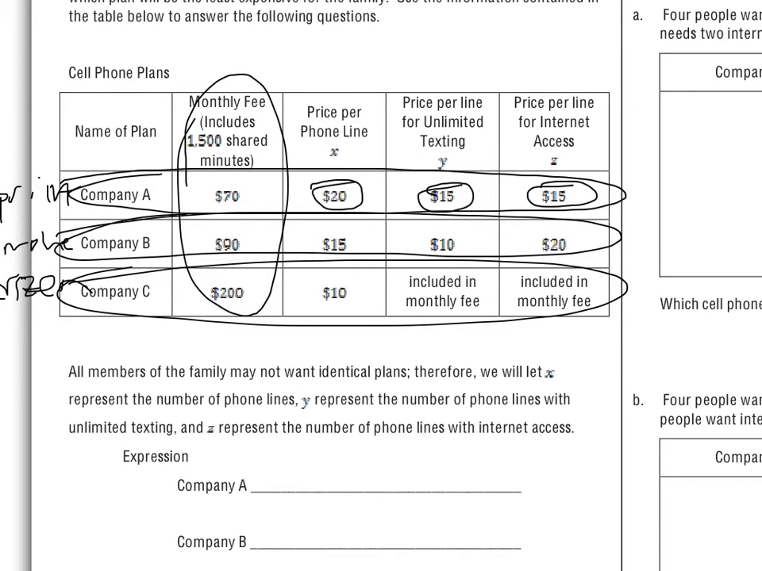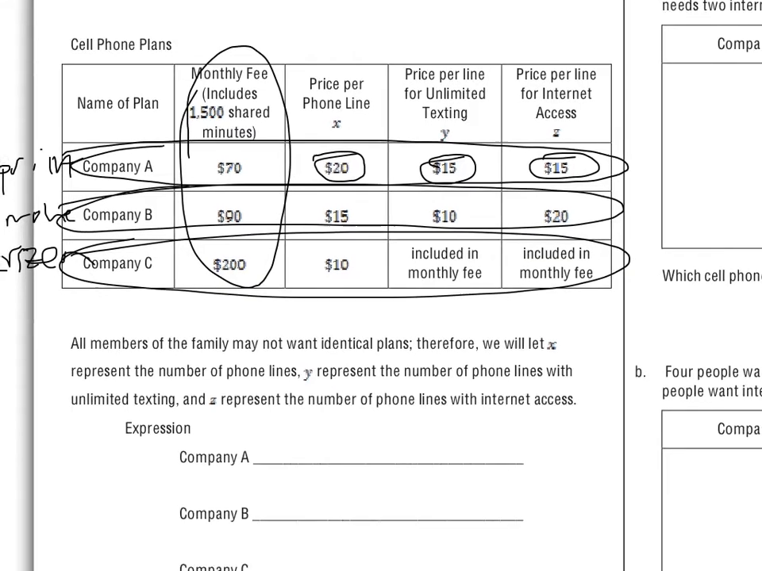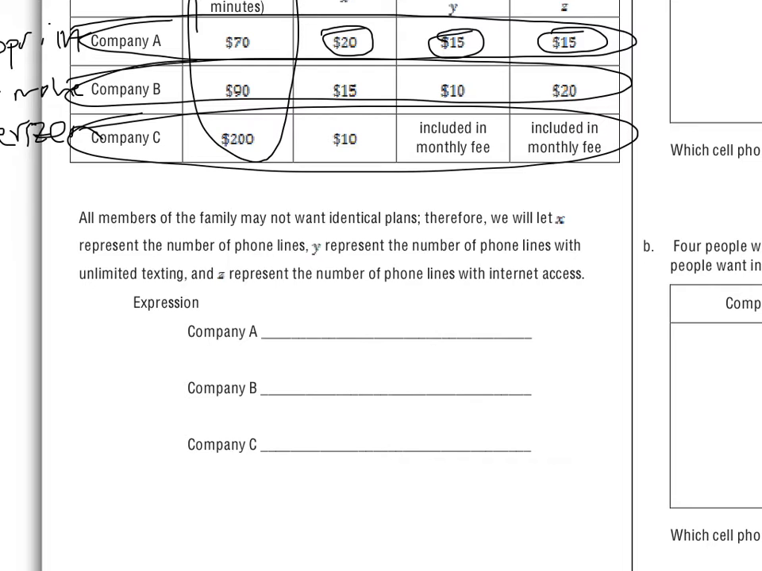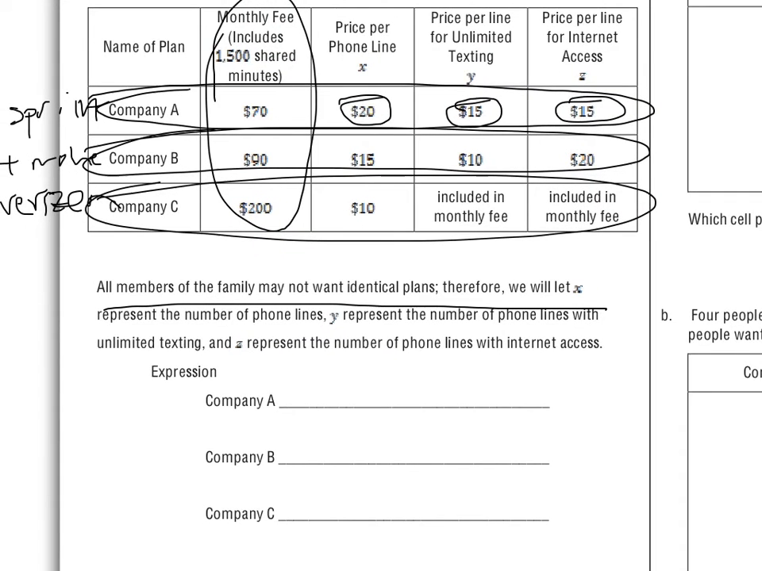So we want to write an expression to represent the cost for each of these. It says all members of the family may not want identical plans, so therefore we're going to let X equal the total number of phone lines, Y represent the number of phone lines that will need unlimited texting, and Z will represent the number of phone lines with data access. All right, so we need to write an expression for each of these.